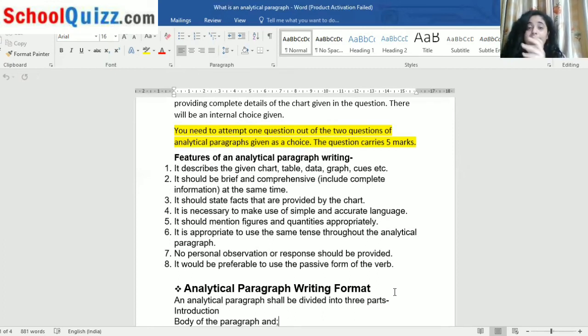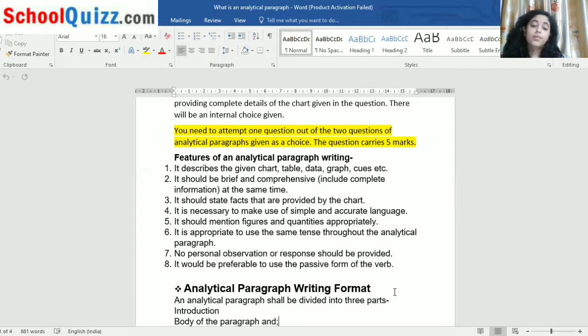"In which year the woman will be" means what happens in the future, so you have to write everything in the future. But usually it's in the present tense or past tense, not the future tense, though again it depends on the topic. Now, no personal observation or response should be provided. Personal responses should be avoided.